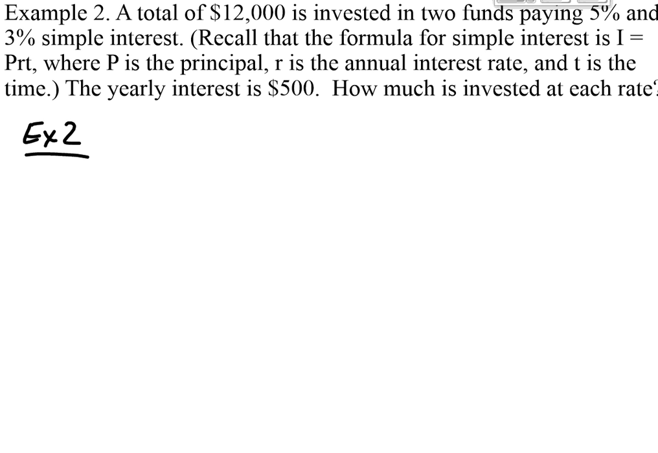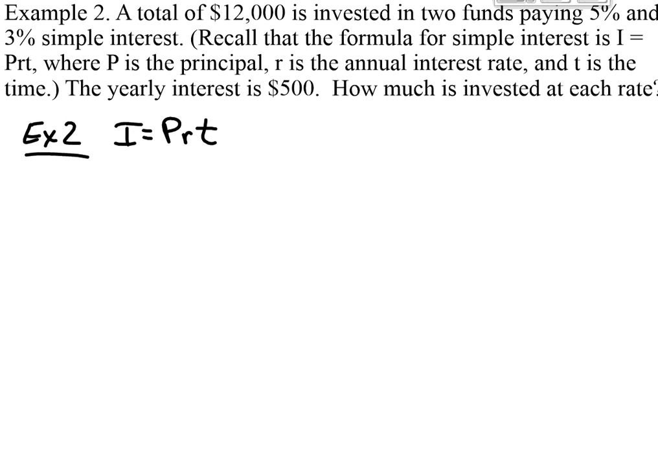Interest equals principal times rate times time. And recall that the formula for simple interest is I equals PRT, where P is the principal, R is the annual interest rate, and T is the time. So your yearly interest is $500. How much is invested at each rate is what you have to figure out for that. And I will just write myself a little note that I'm using I equals PRT.